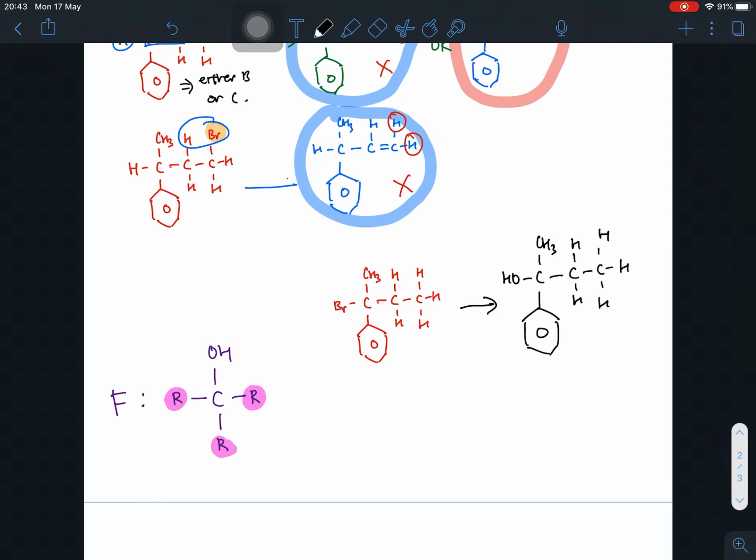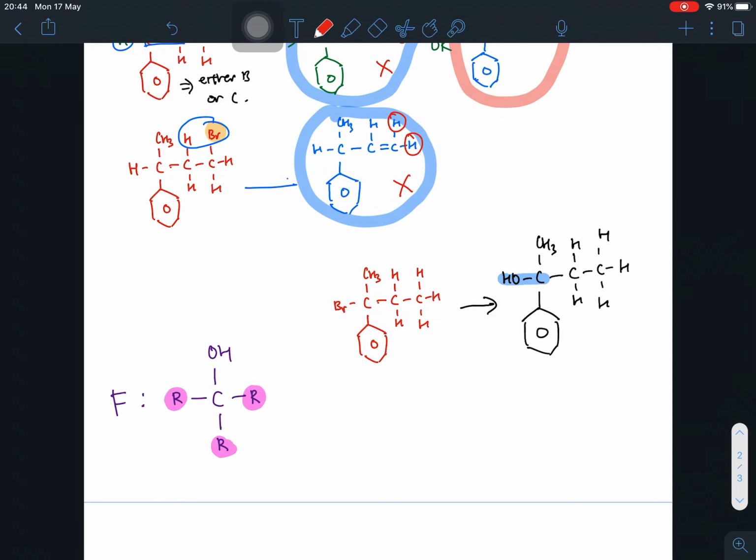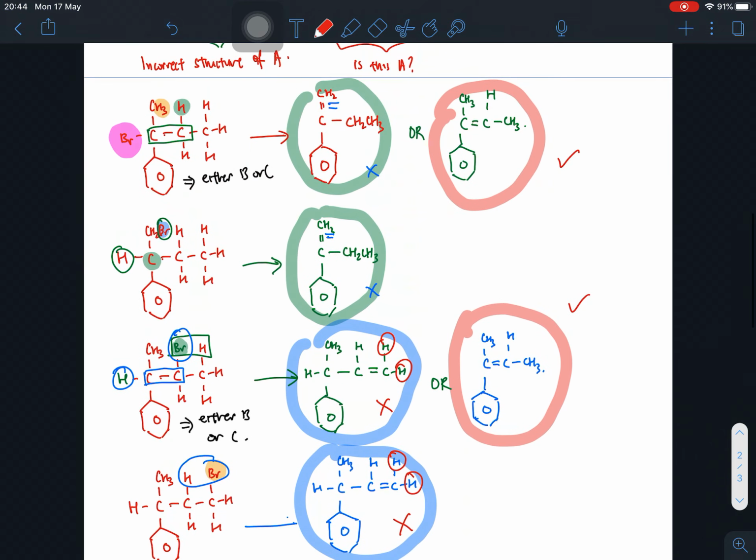In this case it does, because the C that bears the OH has 3 direct carbon neighbors. This is a tertiary alcohol, meaning that this structure is the correct structure of B. Okay, let's try the other one. So meaning that this is correct, let's just do a double check.